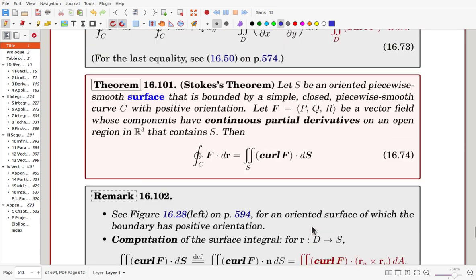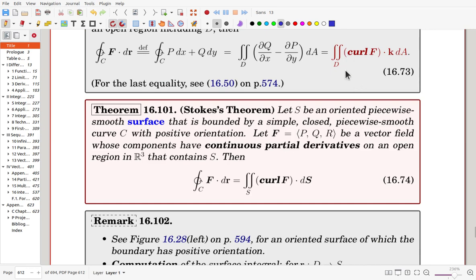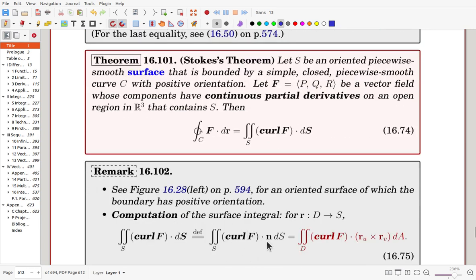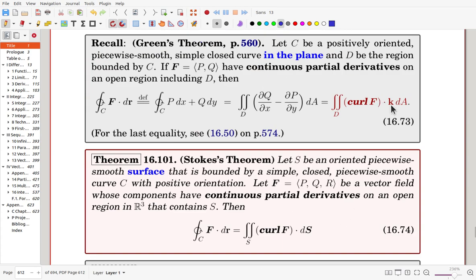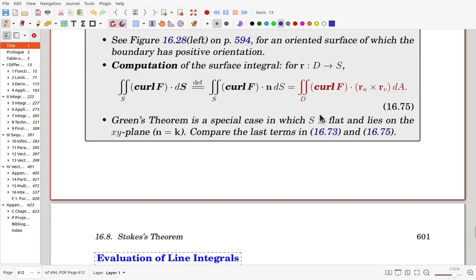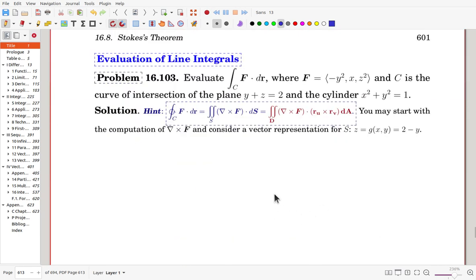Okay, and this one for Green's theorem is a special case of this Stokes' theorem. And this one is a general normal component to the surface. And of course, k is the normal component of a plane surface. So Green's theorem is the special case. Okay, let's try to solve a problem.